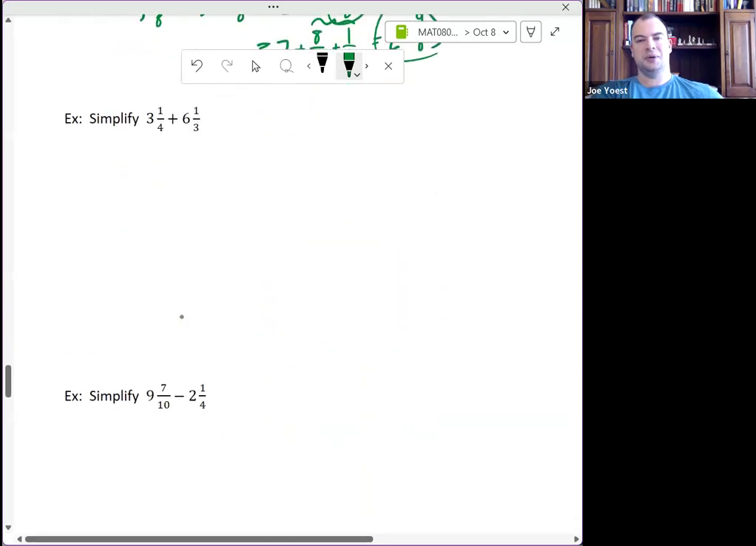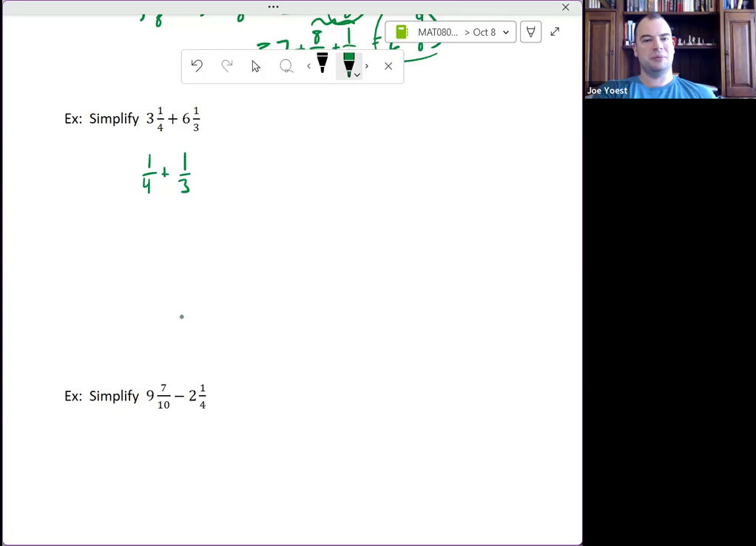The same strategy actually works here. I'm adding two numbers together, so I don't have to worry about borrowing. I don't have to worry about breaking up a whole into smaller pieces because there's no takeaway, right? There's no idea of neutral pairs here. I'm just adding two positive numbers together.